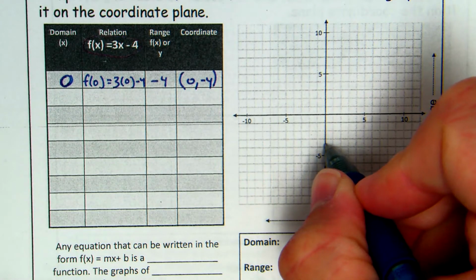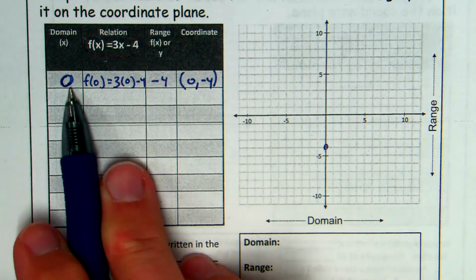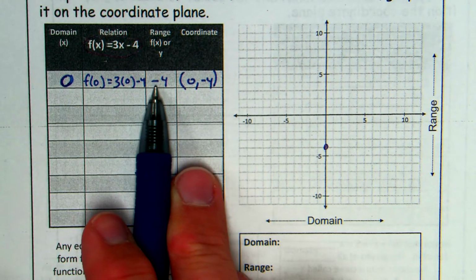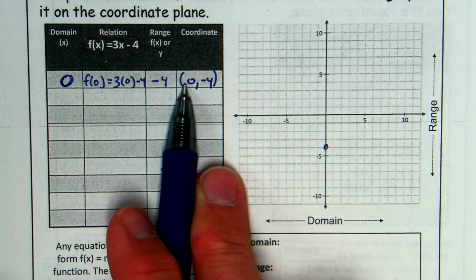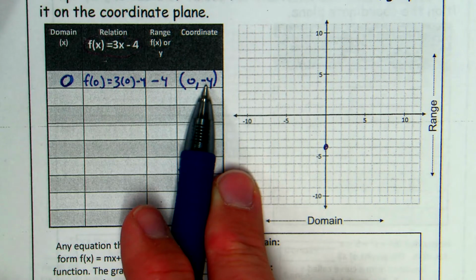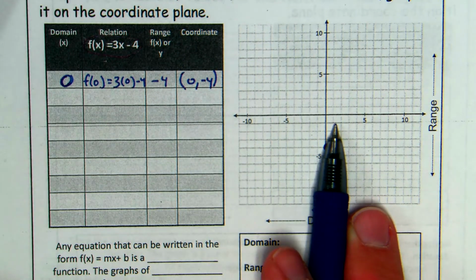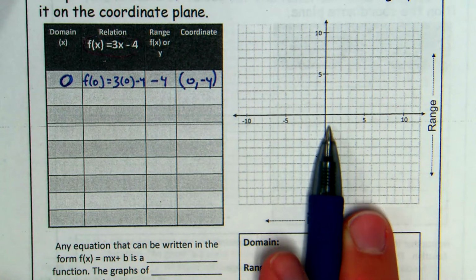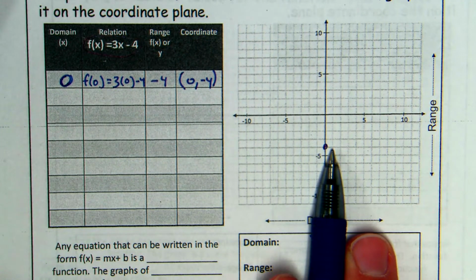Remember, the job of the function is to take my domain value and use some rule or pattern to match it to a range value. X is always the first value or the domain. The range is always y or f of x or the second value. And on a coordinate plane, the first or x value goes right and left. So I go over 0, and then I go down 4 to negative 4.